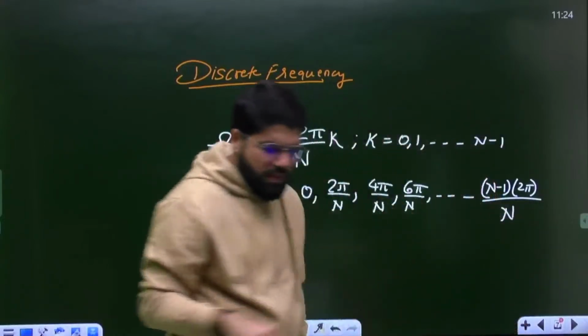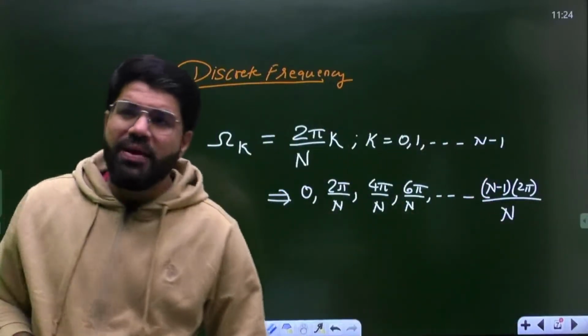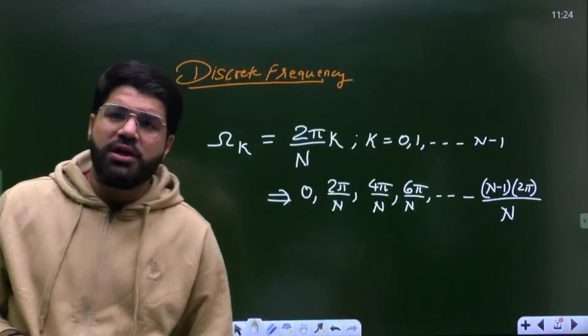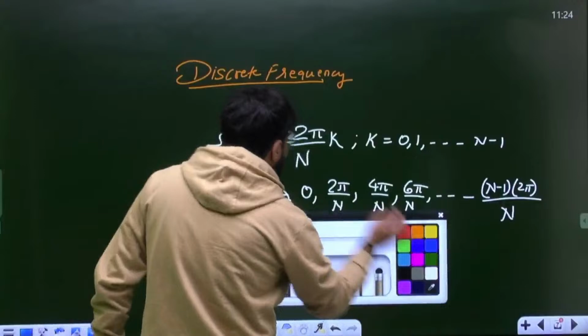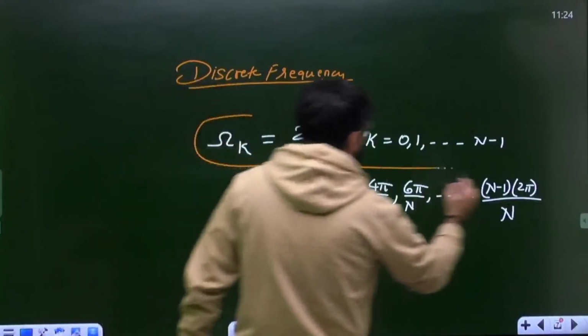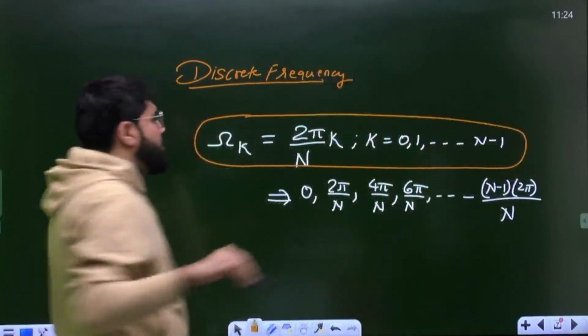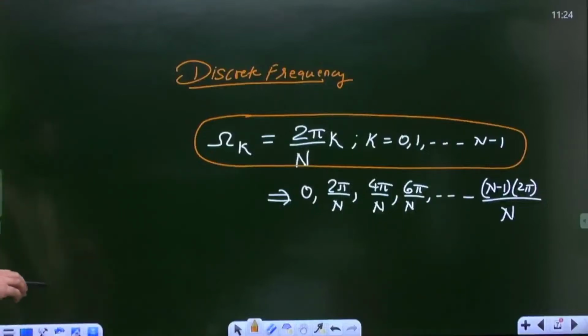So if a signal in the time domain has length n, in the frequency domain it will also have length n. That means it will have n number of frequencies, and those n frequencies are defined by this formula: the discrete frequency omega k equals 2 pi by n into k.